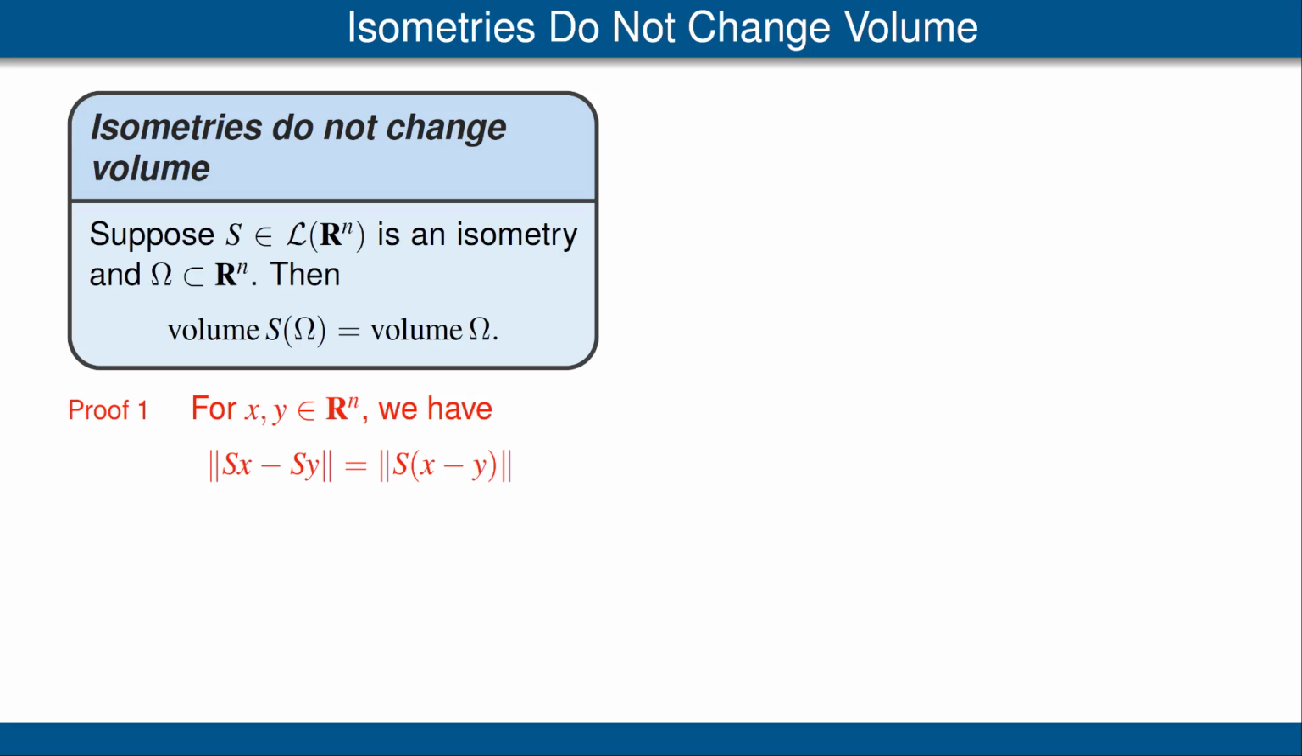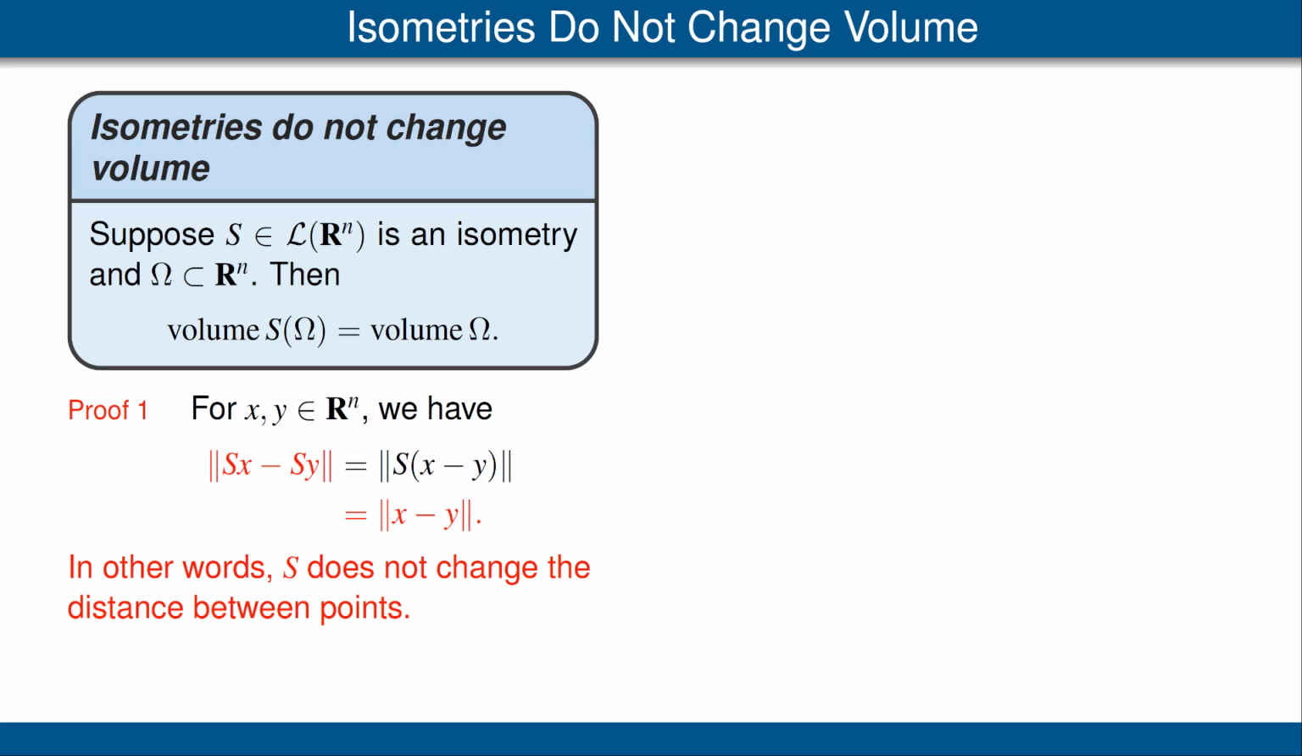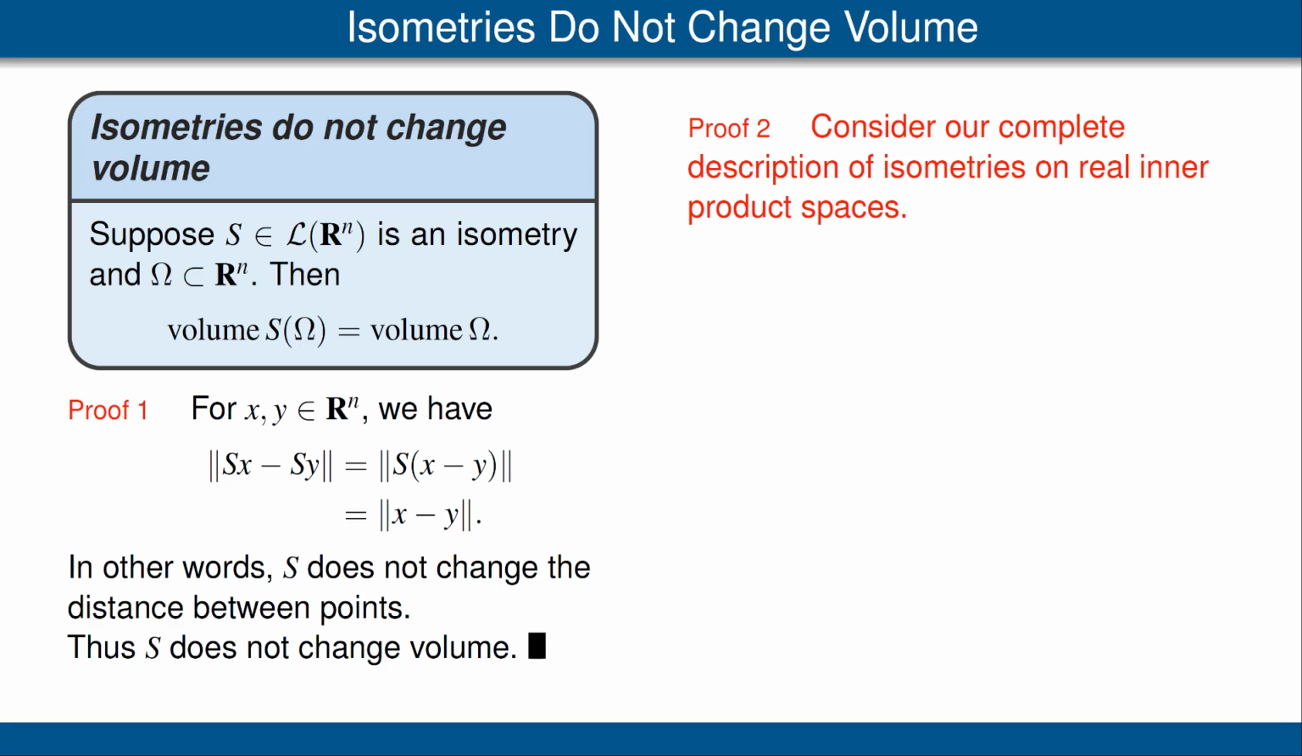For the first proof, suppose x and y are vectors in Rn. Then let's look at the norm of S of x minus S of y. By linearity, that's the norm of S applied to x minus y. And because S is an isometry, that's the norm of x minus y. Now let's highlight in red the first and last entries in this series of equations, and we see that S does not change the distance between points. And that should convince you, perhaps, that S does not change volume. But if you need a more convincing proof, let's look at proof number 2.